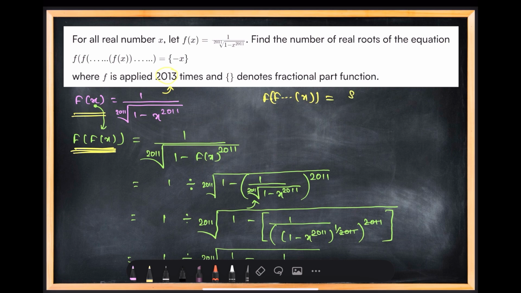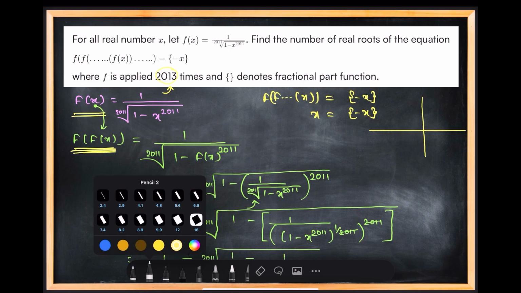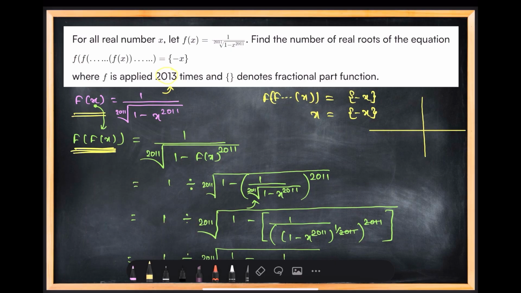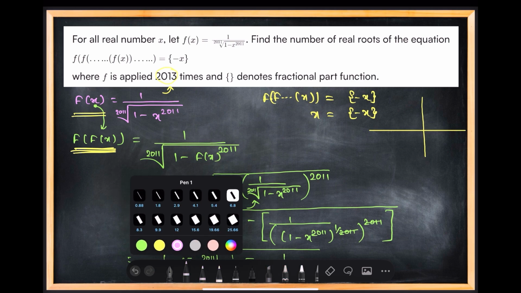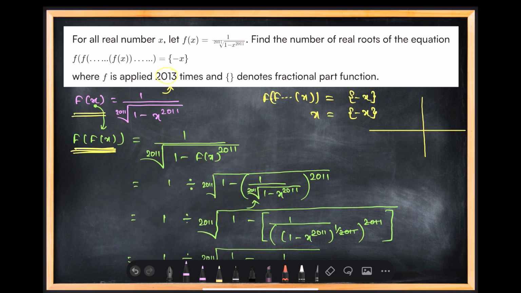Okay, now we have to compare with this. So x compared with the fractional part of minus x. So we are interested in finding the number of solutions. Okay, now let's try to draw the solution. Now suppose that I'm asking you to draw a graph of f of x. Okay, so look at this part. You know that y equal to x, so we will have a graph which will look like this, correct?